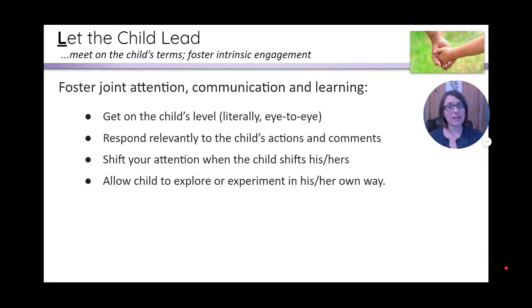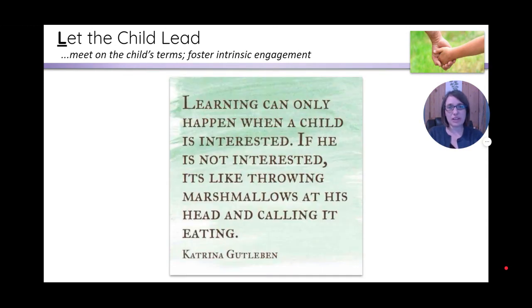That means commenting on their actions or joining them in their actions in the way that they are playing, rather than having our own way of doing it. Shifting our attention when they shift theirs shows them that we don't have an agenda and we're not going to make them do anything, and can really be instrumental in building trust. And also allowing them to explore or experiment in their own way. We as grown-ups often have ideas about how toys should be played or how activities should go, but leaving the outcome wide open and letting kids do it in their own way can help us on our journey.